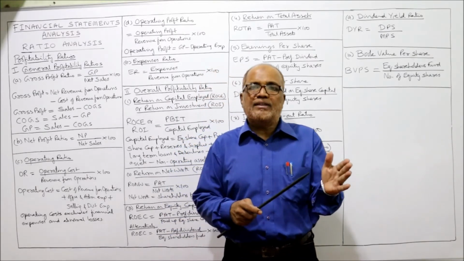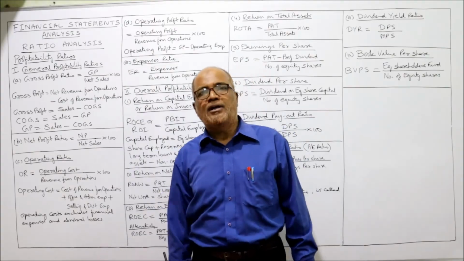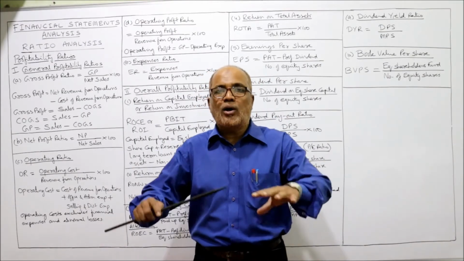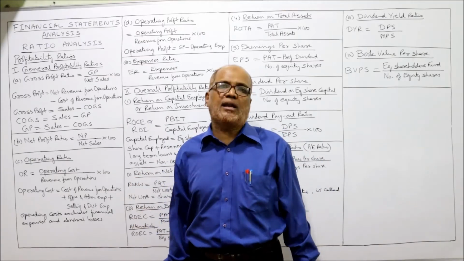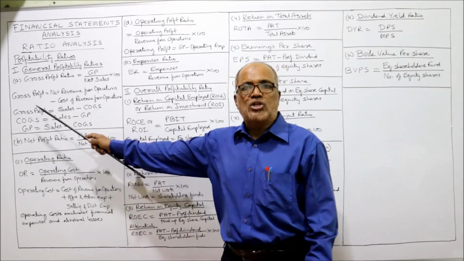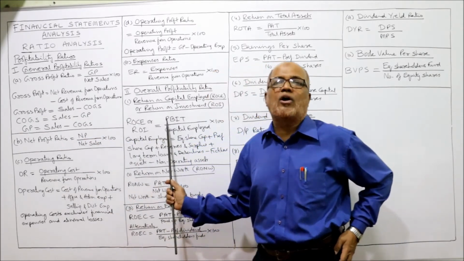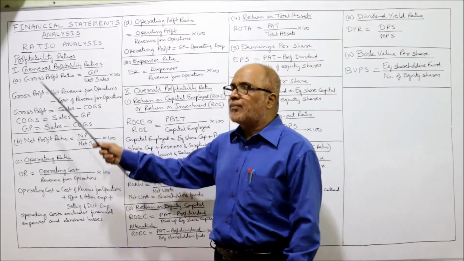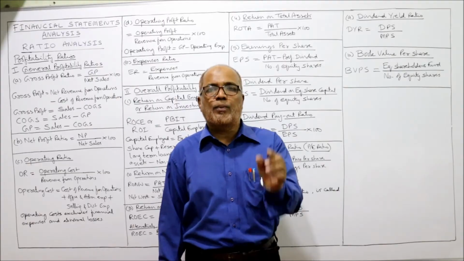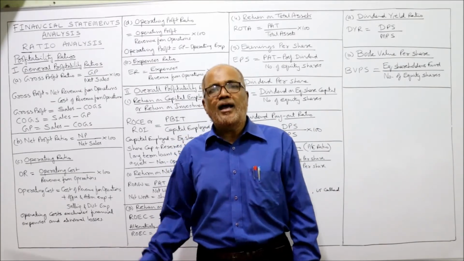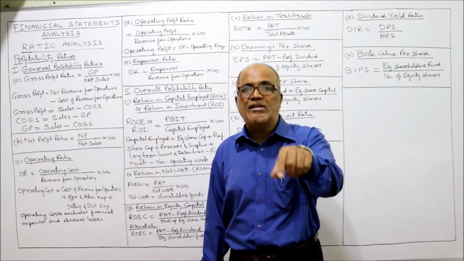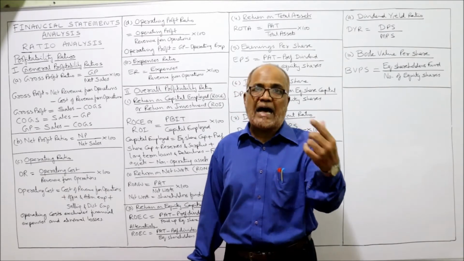So when we compare profit with the revenue, we get general profitability ratios. When we compare the profit with the investment, we get the overall profitability ratios. So we divide the profitability ratios into 2 categories: general profitability ratios and overall profitability ratios. General profitability ratios means the profit is compared with the revenue or sales. And overall profitability ratios, profit is compared with the investment, or the assets.